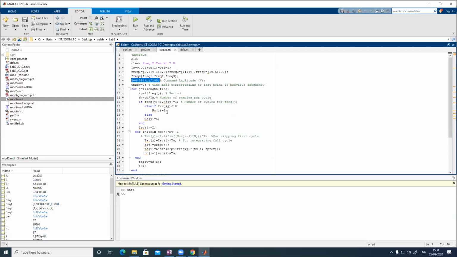In that paper it is written 10 only. This is the command amplitude, not in V voltage. Command amplitude in.